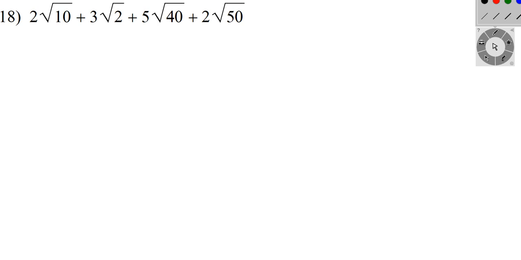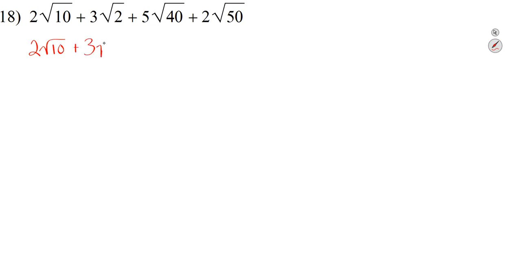This one's easier than the last one. So we got some square roots here. So can we simplify the square root of 10? Well, can we divide it by 9? No. Can we divide it by 4 evenly? No. So 2 square root of 10, simple as it gets. 3 square root of 2, simple as it gets. This is fun.